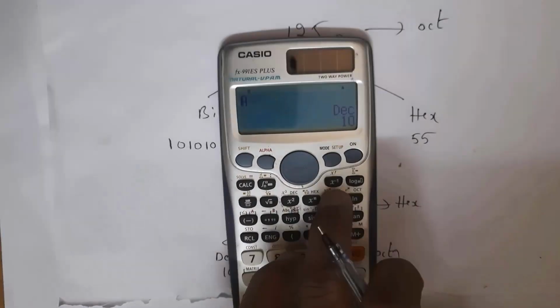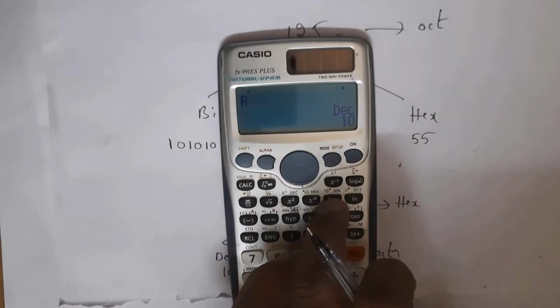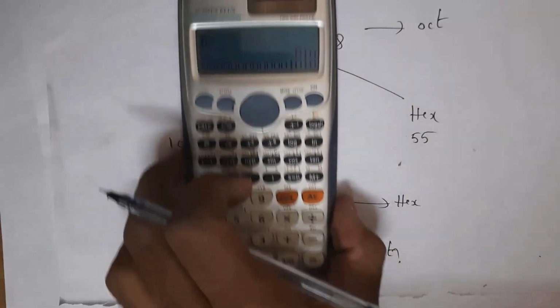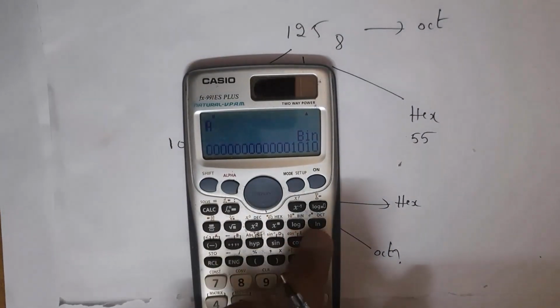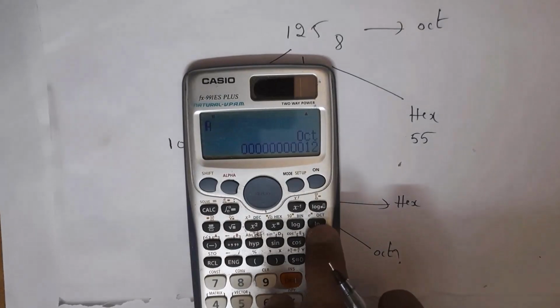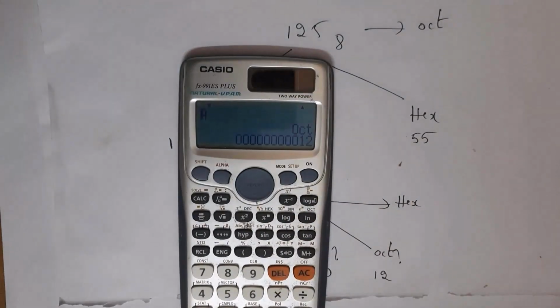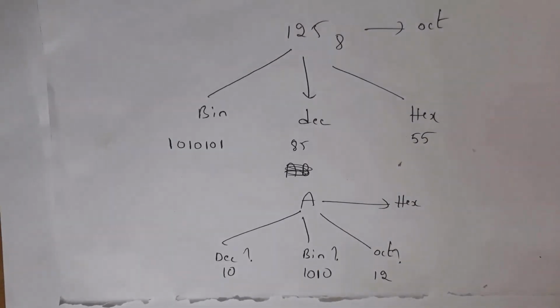Answer is 10. And if you want to convert this hexadecimal number into binary, then just click on binary. Answer is 1010. And if you want to convert this into octal, then just click on octal. Here you can see octal. Click on it. Answer is 12. This is how we convert hexadecimal number into decimal, binary and octal.